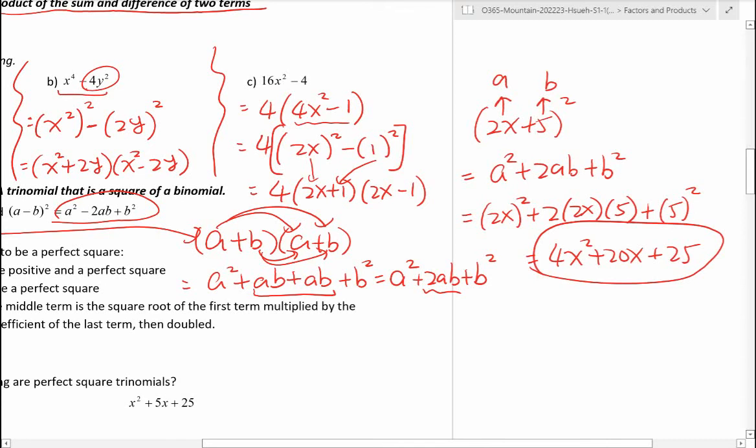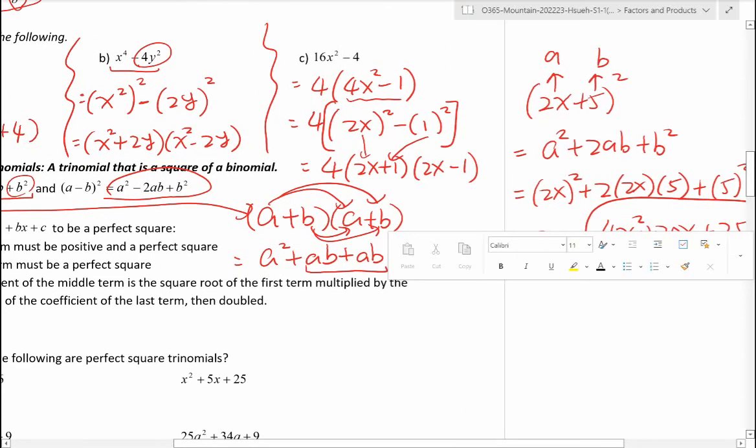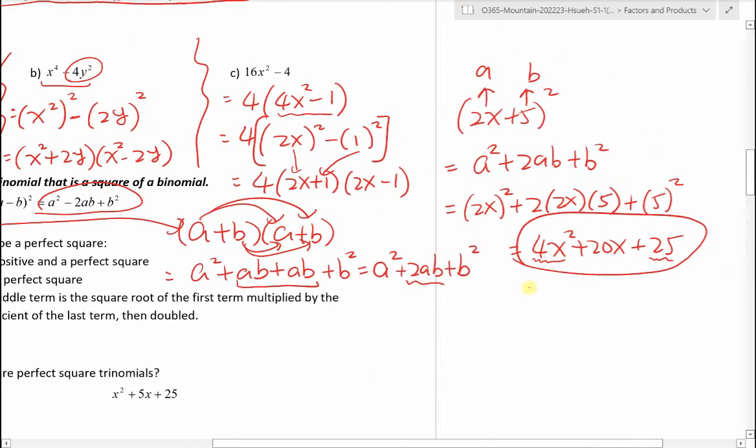Now, if we were to go backwards, if you want to factor this, how can we recognize that this is a perfect square trinomial? Well, what I noticed right away is that this first term is a perfect square, and my last term is also a perfect square. So if you have that, there's a good chance that this might be a perfect square trinomial. So then what we do is, if we square root 4x squared, we get exactly 2x. If you square root 25, you get exactly 5.